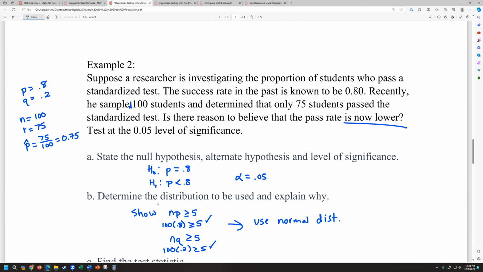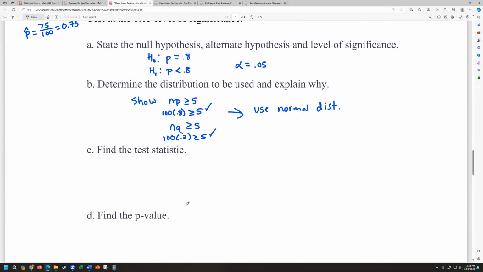So remember, proportions use the normal distribution, but you have to show that you have a large enough sample size related to those probabilities of success and failure. All right, so we're going to find our sample test statistic. I've already got everything I needed written off to the side. So I've got z is going to be p hat minus p, all over the square root of p times q divided by n. So p hat was 0.75 minus 0.80. Sometimes I like to write them with the same number of decimal places. The bottom is 0.8 times 0.2, which is still 0.80 and 0.20. And then we had a sample size of 100.